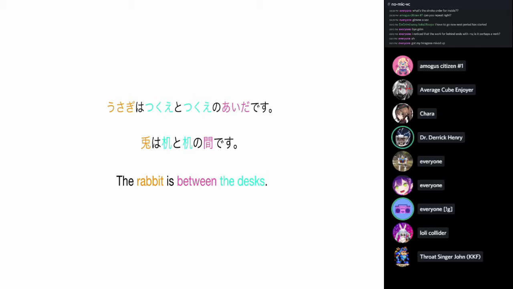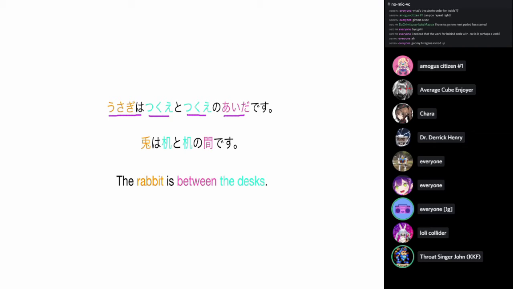So the way we have that is usagi wa, usagi is rabbit. So usagi wa tsukue to tsukue no aida desu. So tsukue to tsukue is the desk and the desk. And so it's two different desks, and aida in between. So usagi wa tsukue to tsukue no aida desu, and it's between the desks. So if the two words were different, then that's not so much of a problem. But it's when it's between two of the same object where either has to be used this way.